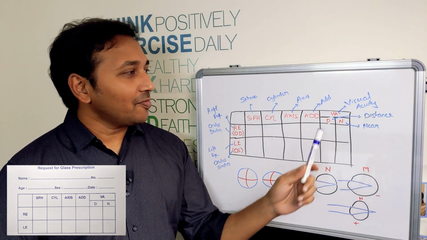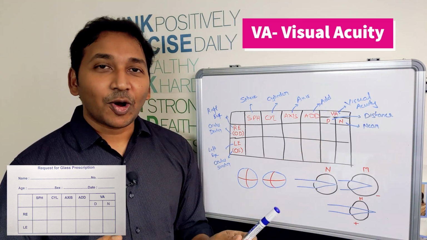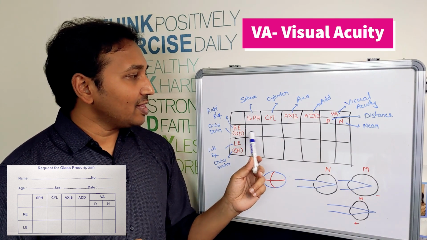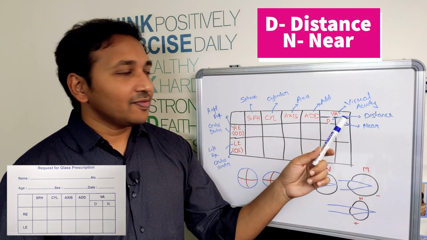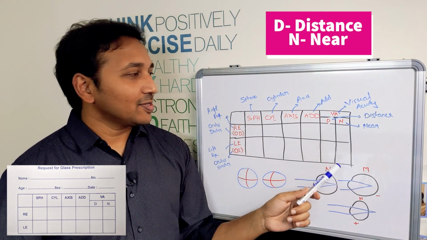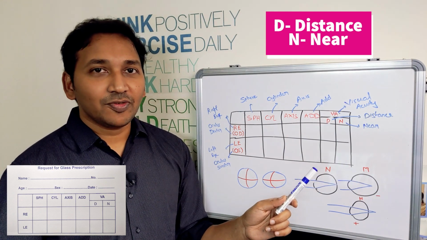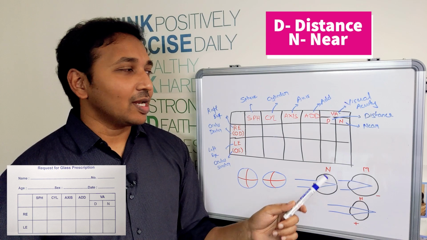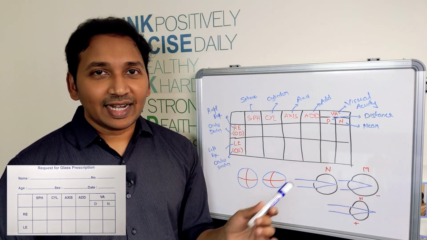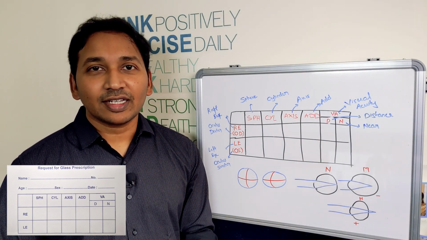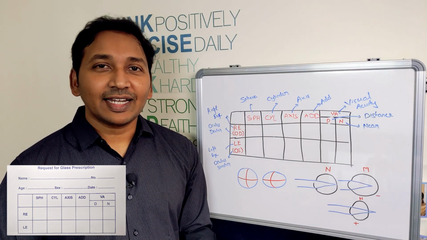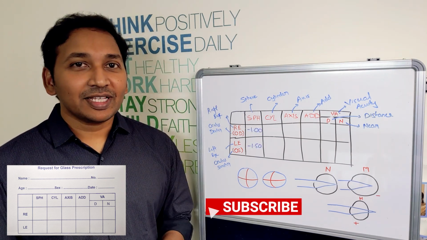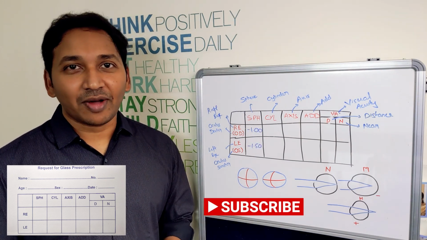Coming to the next column, VA is the visual acuity or how much you are able to see with this amount of correction. D is for distance and N is for near. So in this column, we get how much we are able to read for the distance, and in this column, we get how much we are able to read for the near. This additional power is useful in correction of presbyopia or age-related decrease in near vision. Now, based on this prescription, we'll see what type of power you are having.